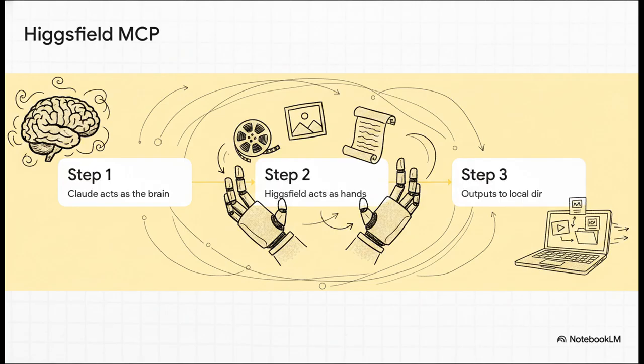In Step 1, an LLM like Claude acts as the brain. In Step 2, Higgs field MCP acts as the hands. Instead of the AI just spitting out a block of text, it uses those hands to natively generate and ship videos, images, and full landing pages end-to-end. And Step 3 is where the magic happens. Everything outputs straight into your local working directory. There's no manual exporting of files, no frantically switching tabs. You prompt your agent, and the media just natively appears right on your machine.